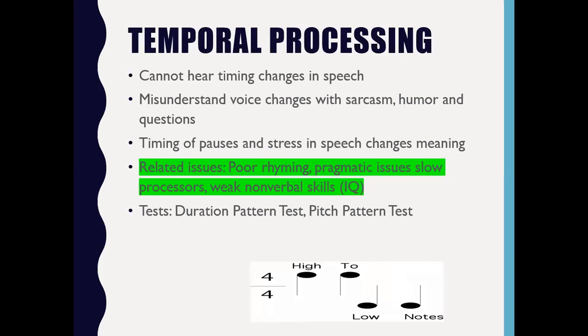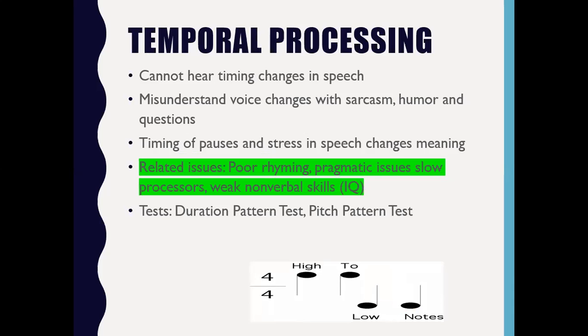The next one is temporal processing, and these are the students that have a delay in their auditory information getting to the brain. So you'll say something to them and you can literally count backwards and then they'll respond. They also don't hear pitch changes or timing changes that tell them that you're asking a question, that you're being sarcastic, humorous. It's also the difference in something like convict and convict. That stress change they don't hear, so they're certainly not going to understand why you're changing from a noun to a verb. Related issues are the poor rhyming.